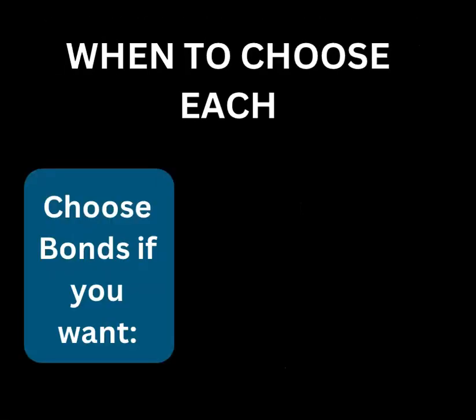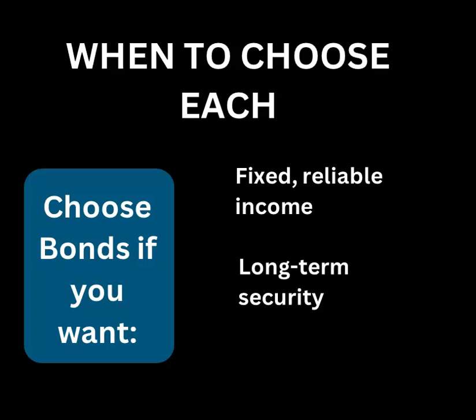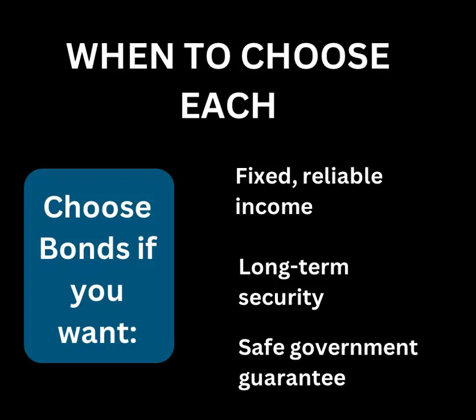But when do you do bonds? When do you go for government bonds? If you are looking for fixed income, like money that can be coming every month or every 6 months, reliable income, yeah, you go for government bonds. And if you are looking for long-term security, you are not looking for the medium or the short-term, but long-term security, then you look at government bonds. And if the issue of safety with the government is a priority to you, yeah, then you go for government bonds.